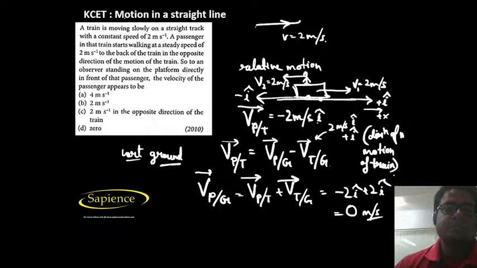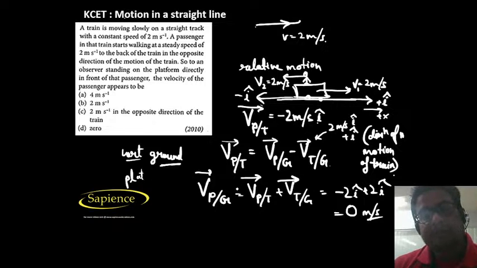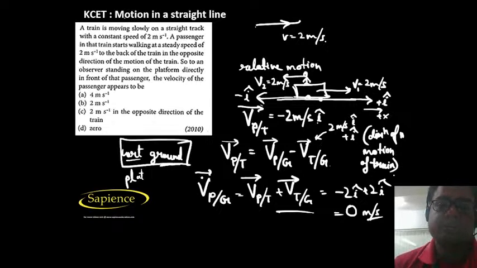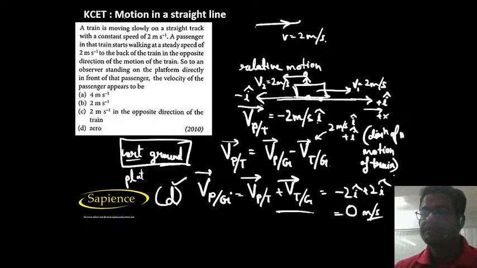So it means that with respect to the observer who is standing on the platform, the passenger on the train is at rest. He will appear to be at rest with respect to the observer who is on the platform. So the answer is 0. Option D is the correct answer.